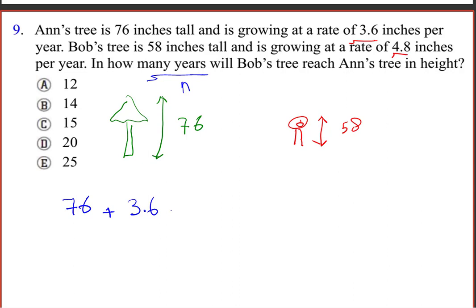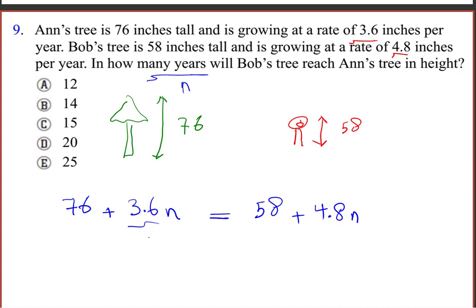After 3 years, it will be 3 times 3.6 plus this. After n years, for example, 12 years, it will be 12 times 3.6, because every year it increases 3.6 inches. It's important, this part of the solution. It will be equal to Bob's tree height plus it increases for Bob 4.8 inches in n years. And after n years, these two would be the same.